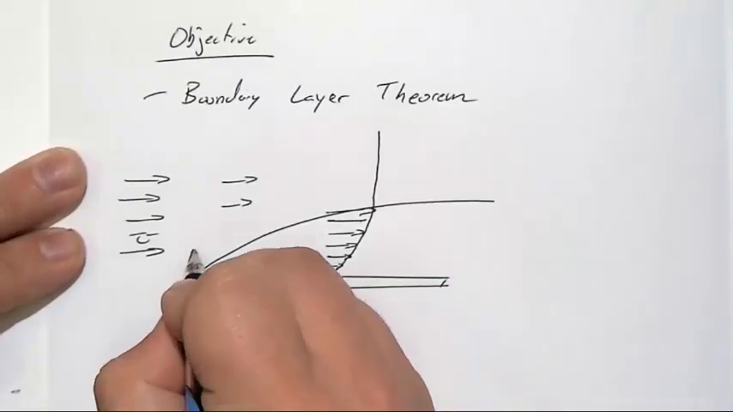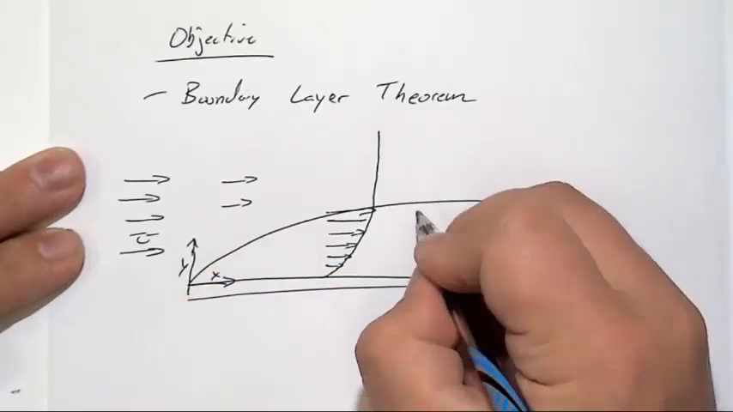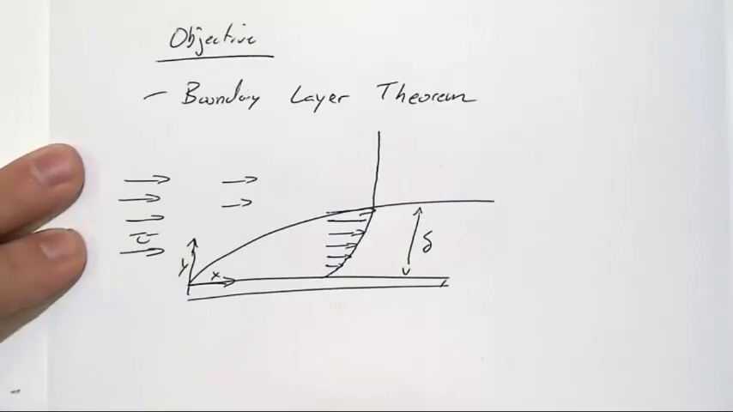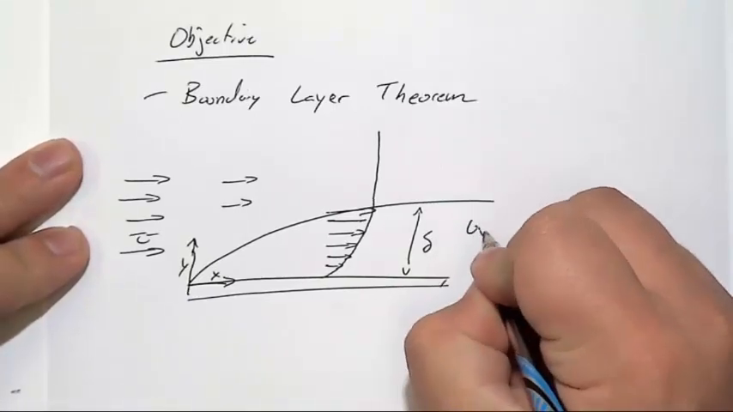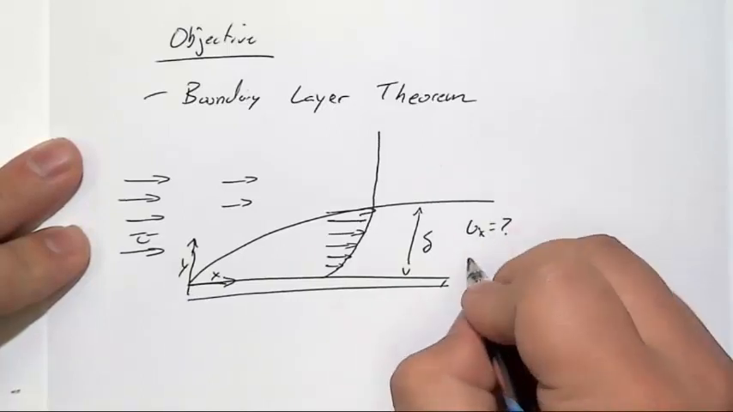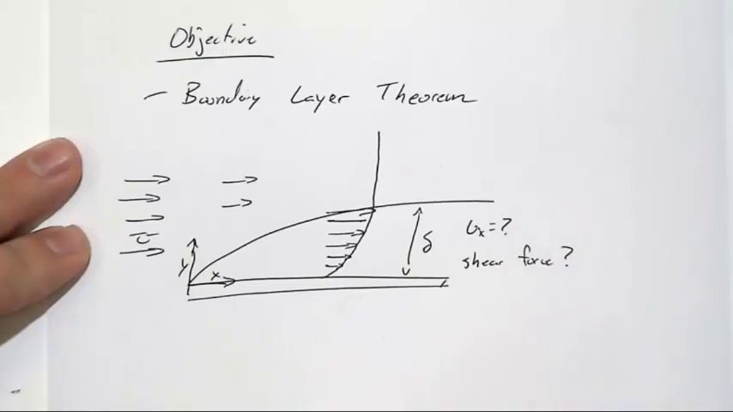Our boundary layer looks something like this. We have our coordinate system set up where we have x and y, and then we have our boundary layer delta. So we want to know what's the velocity profile for the system, and then also what is the shear force.